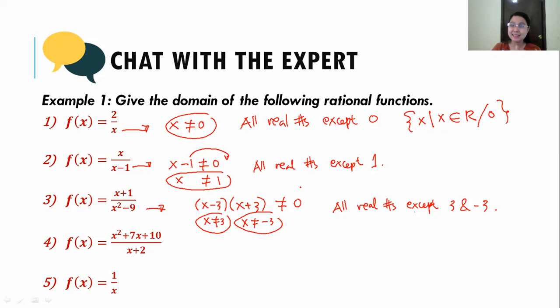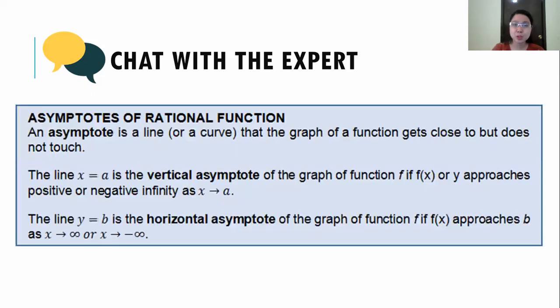And how do you state your domain? We say all real numbers except what number or what numbers. Let's go to the next part. The next part is on solving for the asymptotes. Now, there can be two asymptotes. We call it the vertical asymptote and the horizontal asymptote.